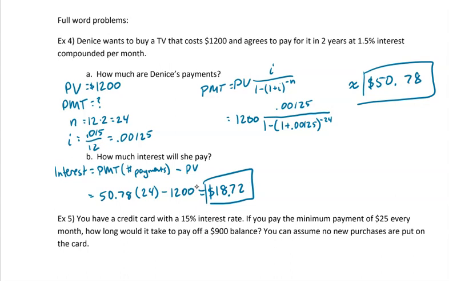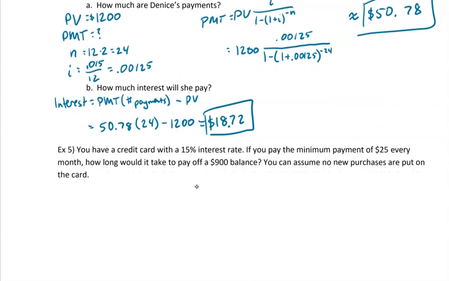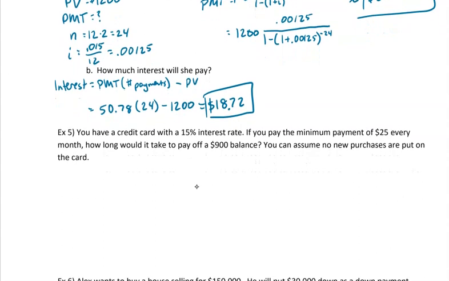All right, let's go ahead and take a look at another one. So example 5. You have a credit card with a 15% interest rate. If you pay the minimum payment of $25 every month, how long would it take to pay off a $900 balance? You can assume no new purchases are put on the card.